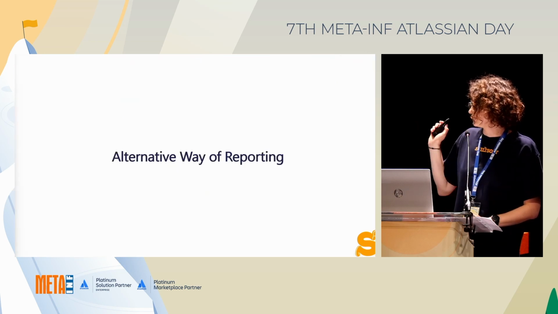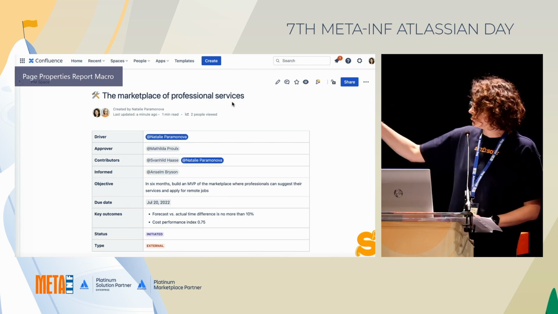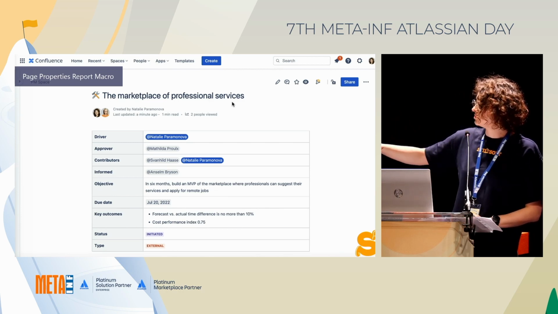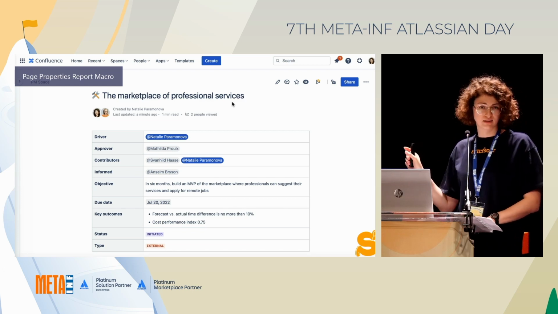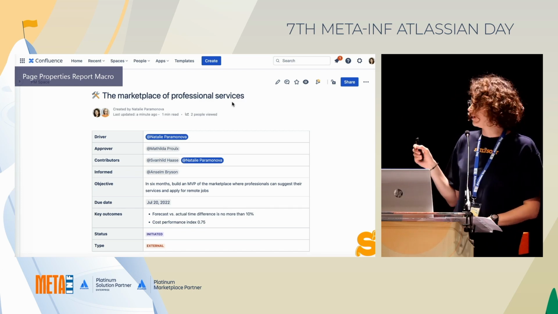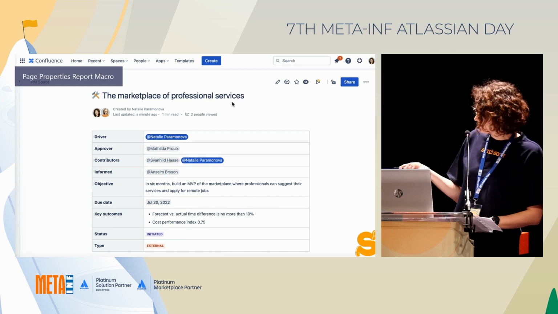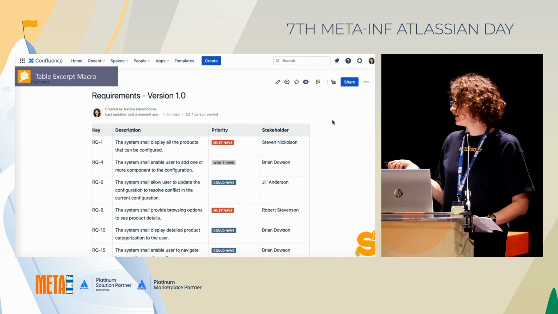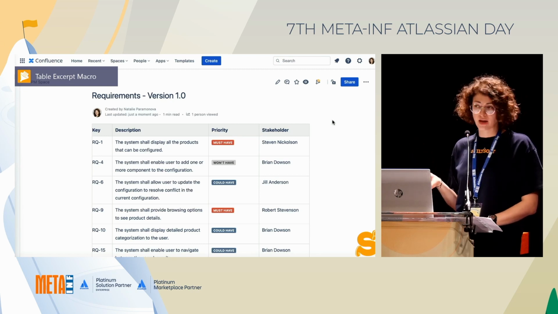But as you could see, the Page Properties Report macro allows you to output only one row or one column per page, except table headers that should be the same on each of these pages. As an alternative, we can suggest our Table Excerpt and Table Excerpt Include macros.